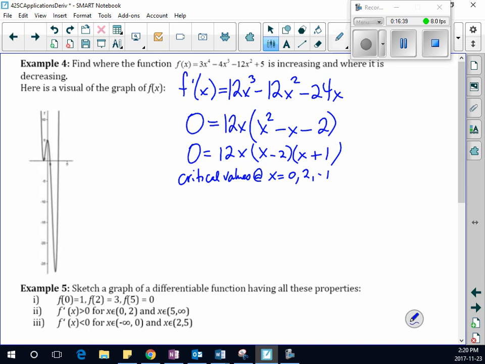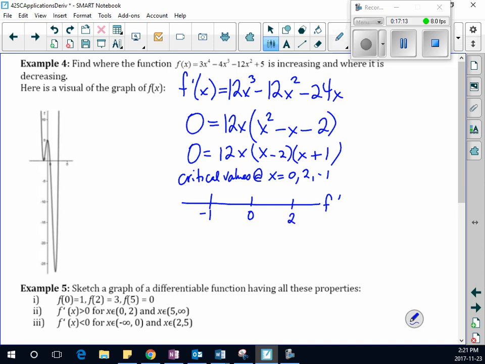Remember, when the derivatives or the slopes are positive, that means it's increasing. When the derivatives or the slopes are negative, that's where it's decreasing. So guess what I'm going to do? I do the old-fashioned sign diagram. This sign diagram doesn't represent the x-intercepts. It's actually representing the turning, or the maxes and the mins, right? So I'm going to put negative 1 on here, 0 on here, and 2 on here.